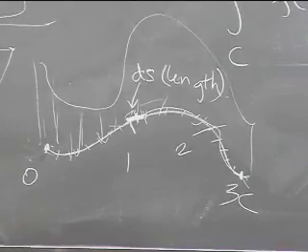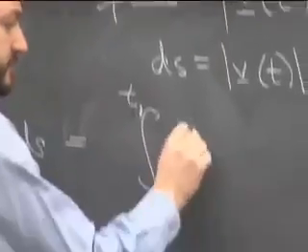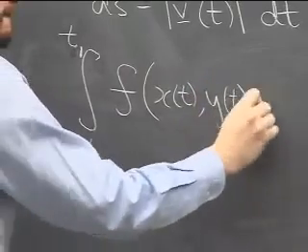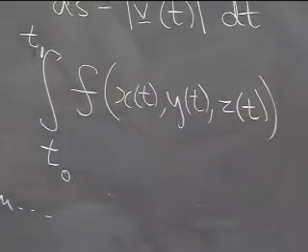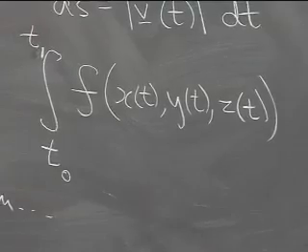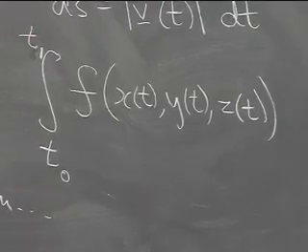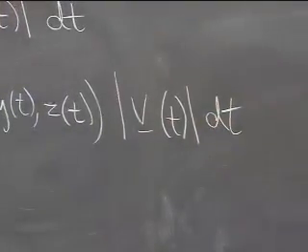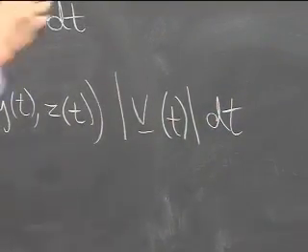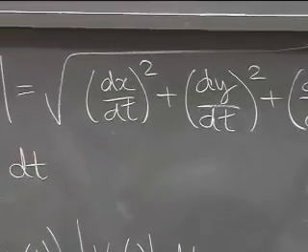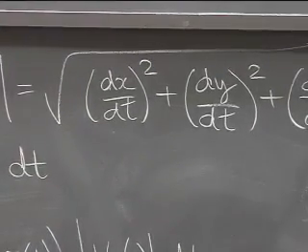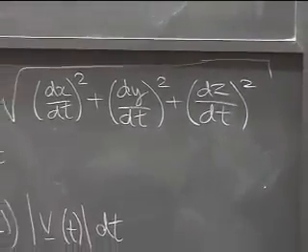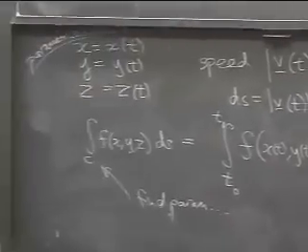Or 0 to 1 or anything. And now you plug in your x of t, y of t, z of t instead. So you just plug in the x, y, and z in there. And instead of the ds, you use this v of t dt. It's exactly this. X now depends on t. You take its derivative, square it. Same with y, same with z. Add them up, take the square root. Okay? This is exactly the process of stretching this thing out.